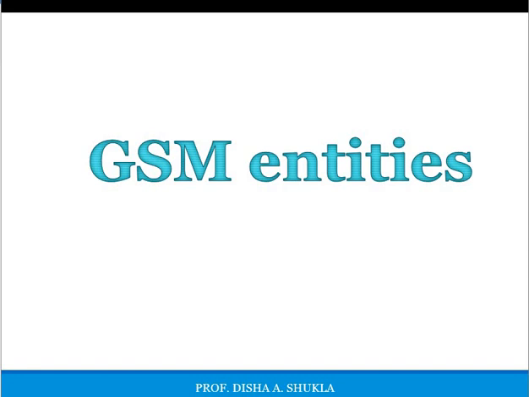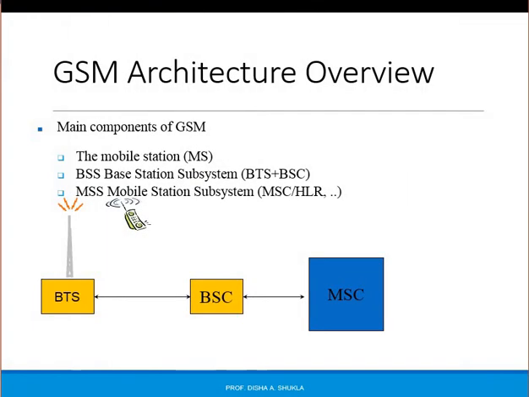The GSM network architecture is defined in the GSM specifications, and it can be grouped mainly into four areas. That is the network and switching center, NSS. The other is the base station subsystem. The third is the mobile station. The last one is the operation and support subsystem.